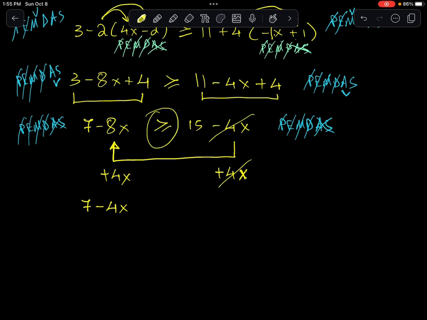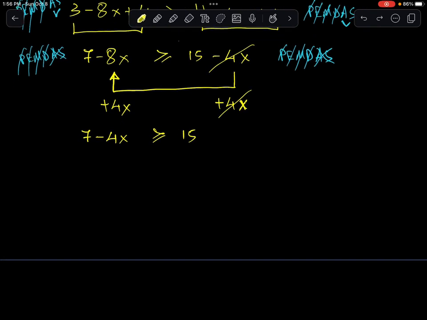Do I need to flip the inequality? No, not for addition or subtraction. So the inequality follows. And what happens on the right? 15 drops. And those have cancelled each other and they give me 0, so I don't write anything. Okay.